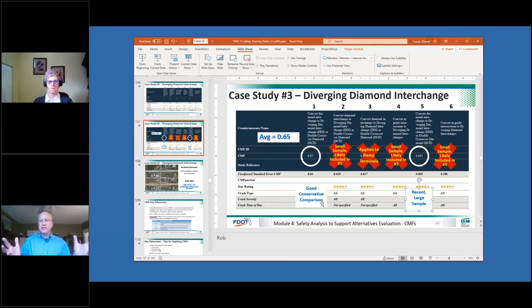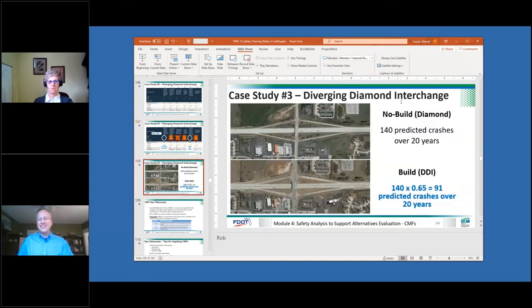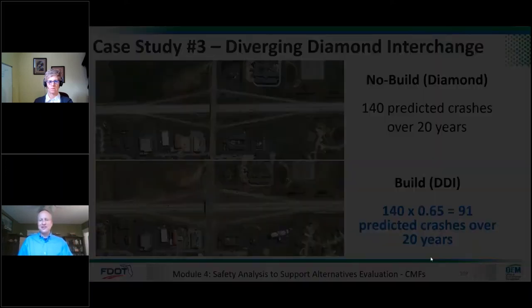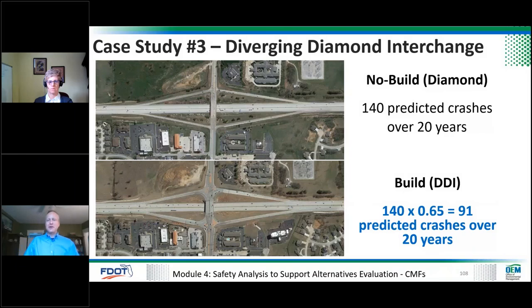So there's more to be done. This isn't necessarily the end, but for this example this gets us to a stopping point, and allows us to go over what the number would be. 140 times 0.65 is 91 predicted crashes over 20 years, using that information I just showed you, that line of thinking and that research, with the benefits and drawbacks of the research that's available to us. So that gets us to the end of this example.